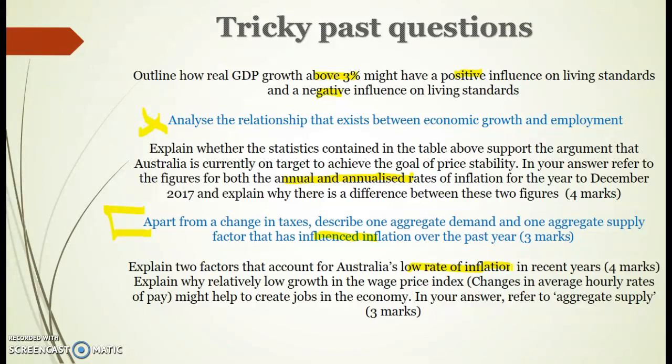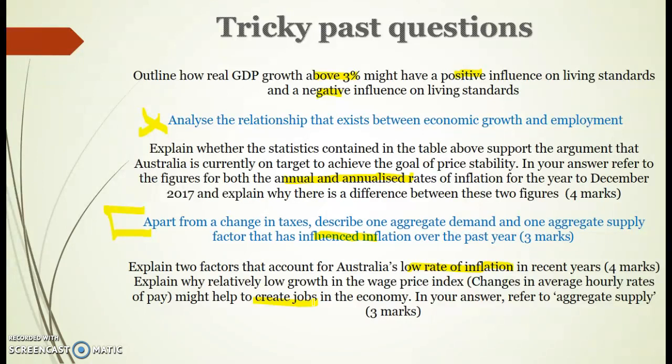And the last question is explain how relatively low growth in the wage price index might help to create jobs. Okay, there's a range of things you can talk about for that question, but basically when there's low wage growth, it's the same as any aggregate supply question. It keeps firms' cost of production down. That makes them more willing to supply, which creates jobs, and also makes us more internationally competitive, which creates jobs.